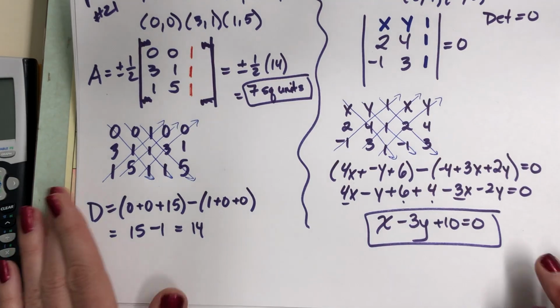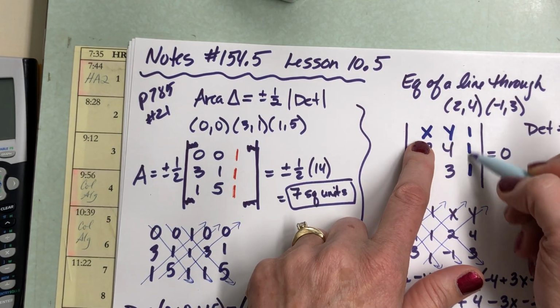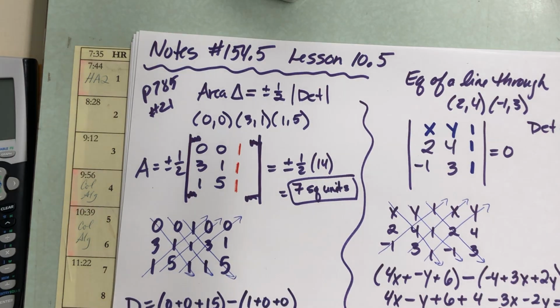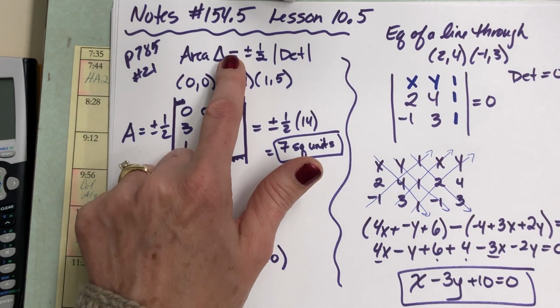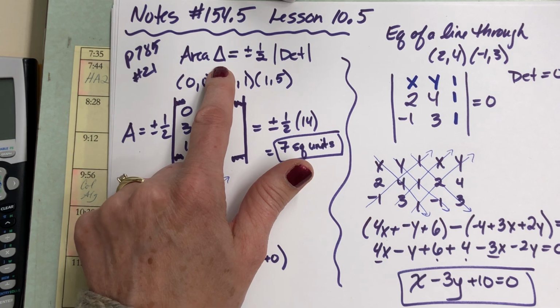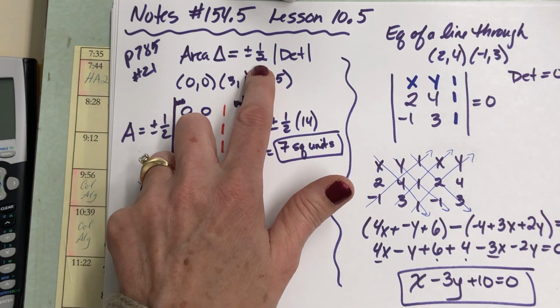Now, I showed you two things today. I showed you the equation of the line. You're going to use the placeholders of 1's and x and y's because every equation of a line has an x and y in it. And I showed you over here that the area of a triangle is equal to plus or minus 1/2 the determinant.